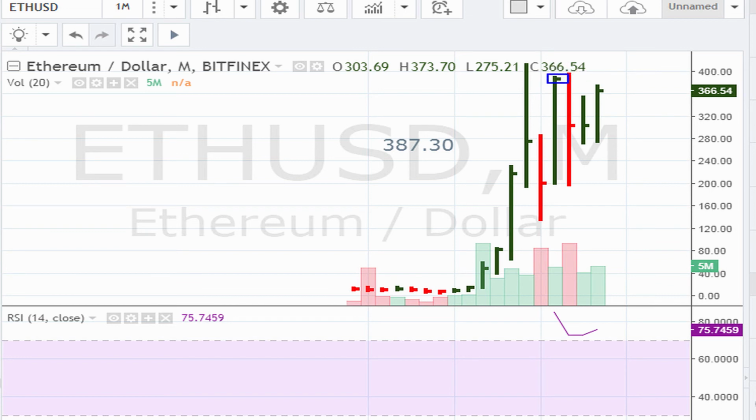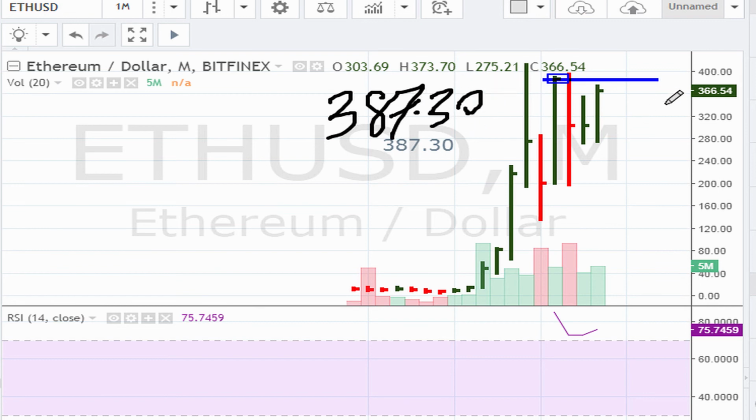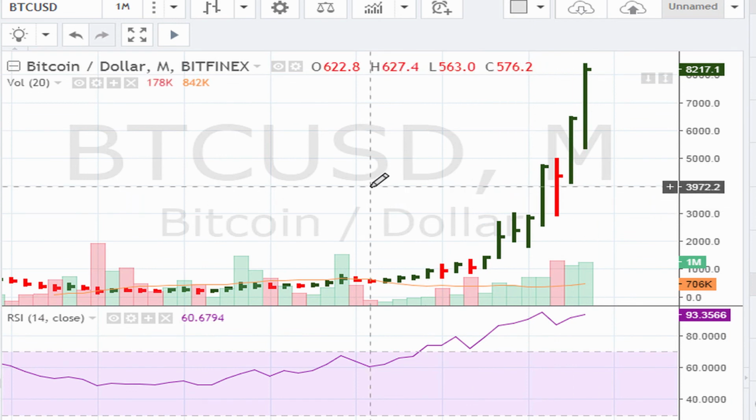Oh, and by the way, also for Ethereum, we can see here that it needs to break out if there's going to be any further upside. And of course, the price that I gave you guys a couple days ago, I believe last week, is 387.30. If it can break out, that's a bullish sign. But the more it fails to break out, the more it is suggesting that the next major trend is down.